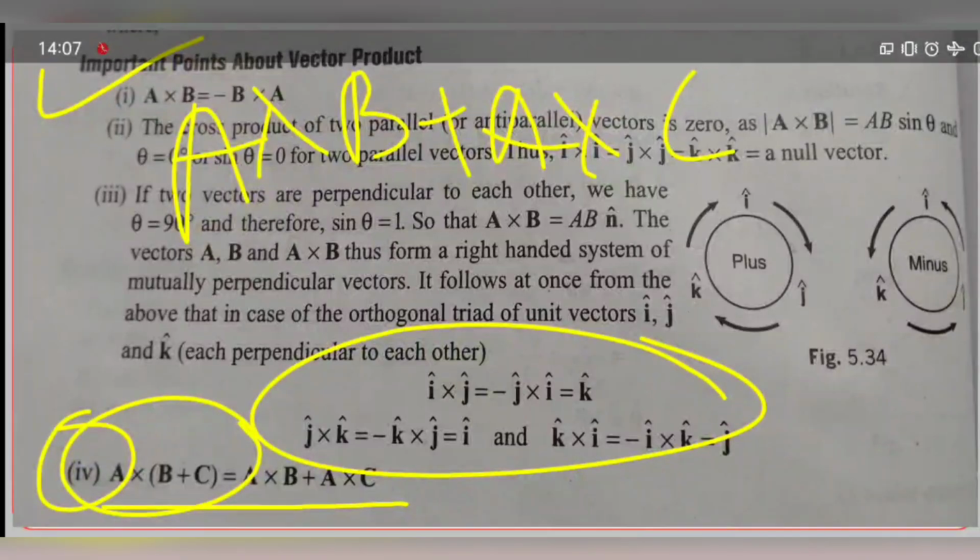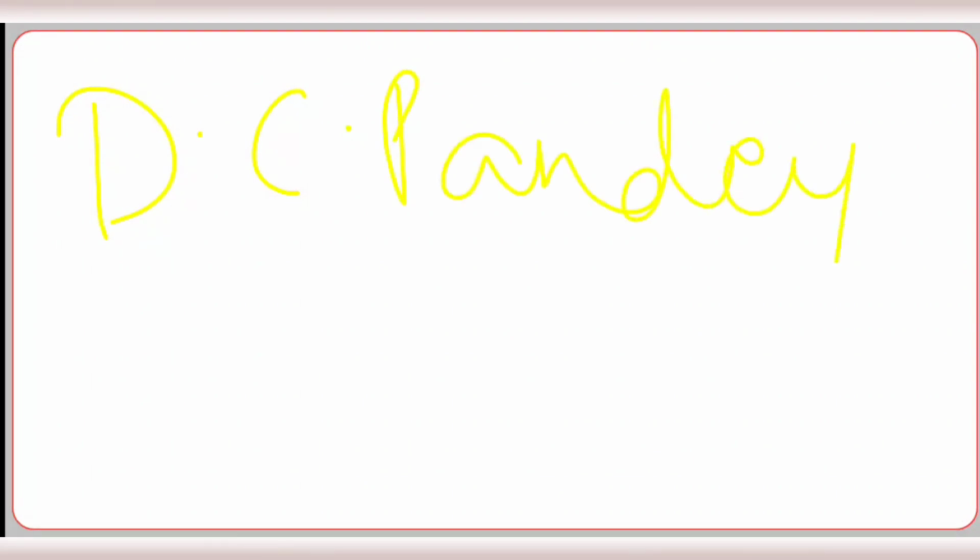Okay, so here we are done with the chapter Vectors, the theory part. I followed DC Pandey's theory, DC Pandey Volume 1. If you have it, you can go through the theory and compare with whatever I have said and explained.